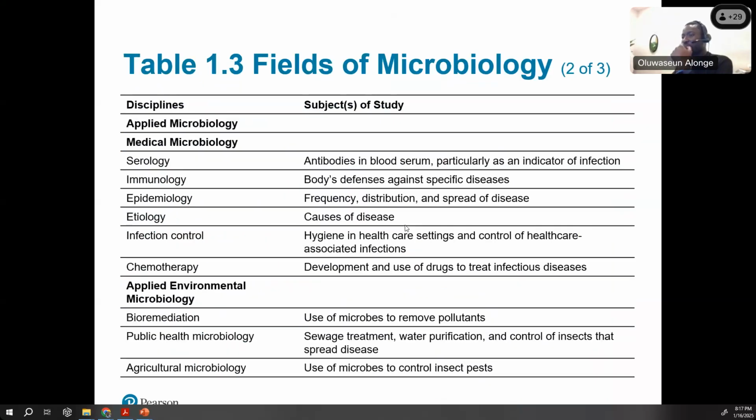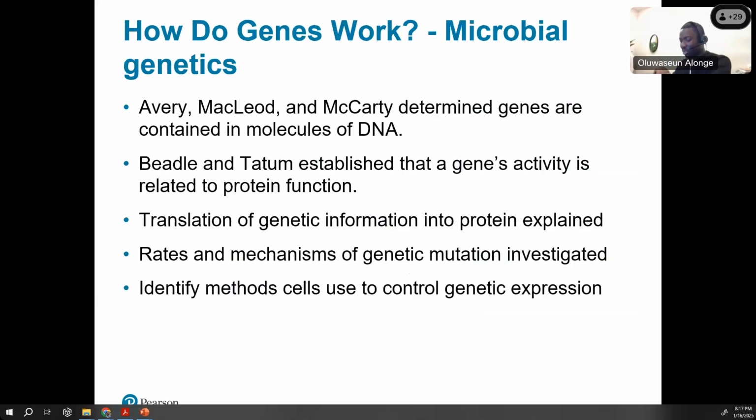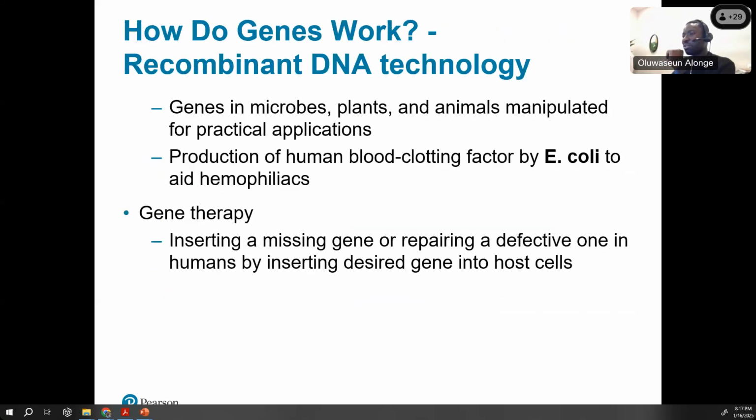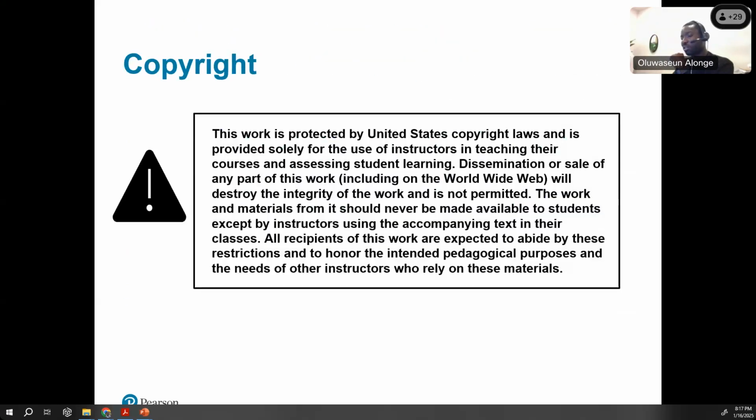Okay, so let me see if there's still anything. This talks about the areas of microbiology and what they do in those areas, their description. All right, I don't see anything else I still want to point out. So that's it. That's chapter one. The best thing to do is to please do the practice questions I posted so that you have a good view of it.